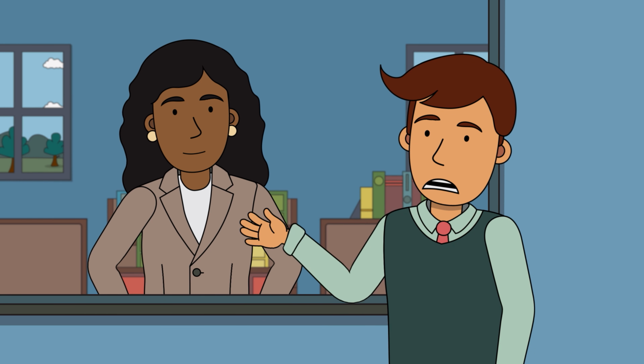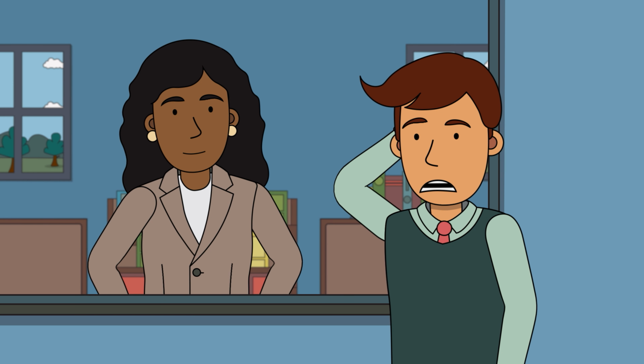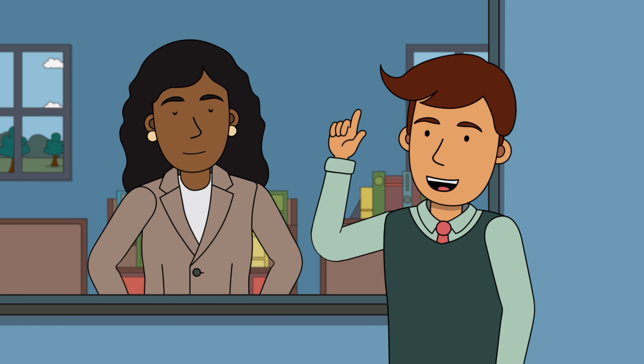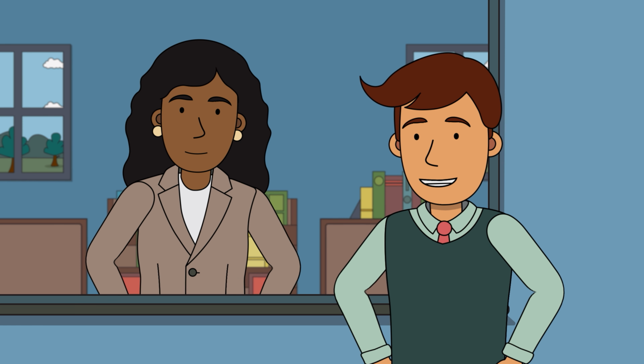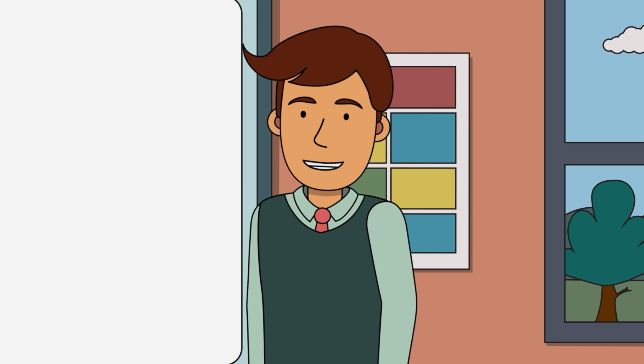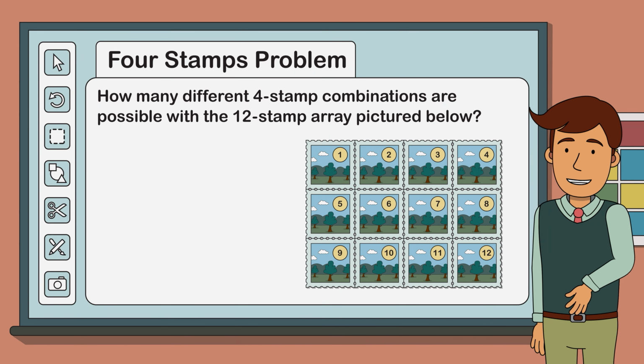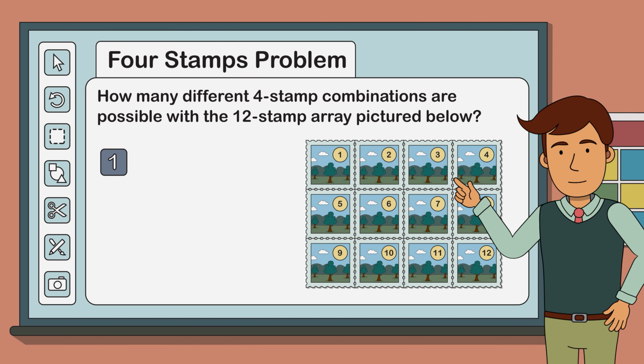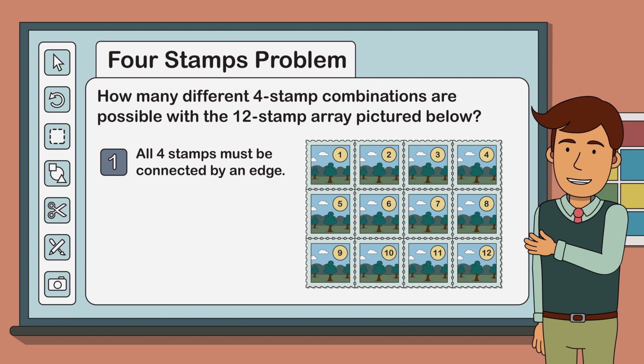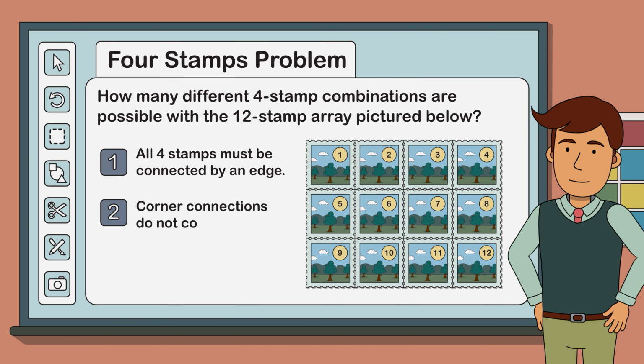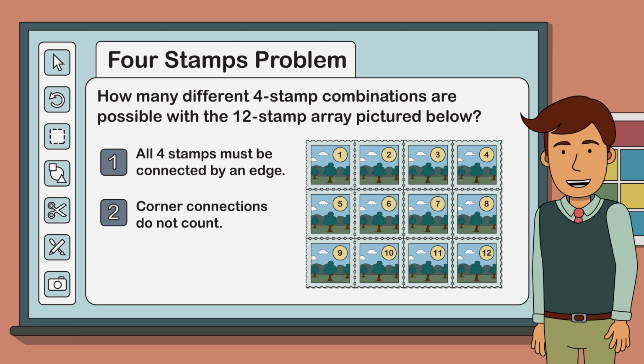Now, I must admit the front office stamp policy is a little unusual, but the whole event got me thinking a little mathematically. So, your task today is to find out how many different 4-stamp combinations are possible with this 12-stamp array. Remember, the rules from the staff were that you could take any 4-stamp combinations as long as all the stamps were connected by an edge. Corner connections don't count. Have a try and see how you go.